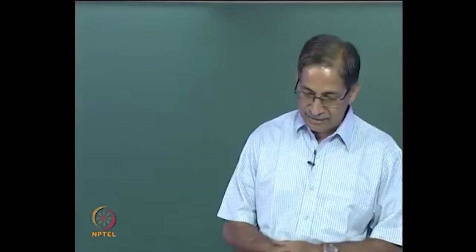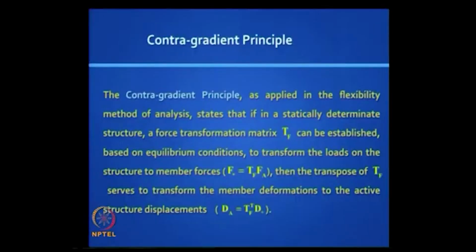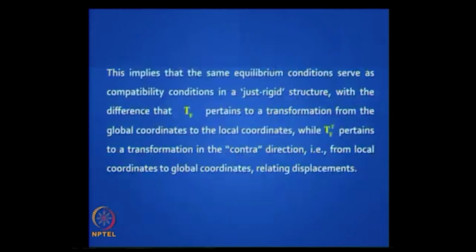Okay. The contra gradient principle as applied in the flexibility method of analysis states that if in a statically determinate structure a force transformation matrix TF can be established based on equilibrium conditions to transform the loads on the structure to the member forces, F star is equal to TF into FA, then the transpose of TF serves to transform the member deformations to the active structure displacements, dA is equal to TF transpose D star.